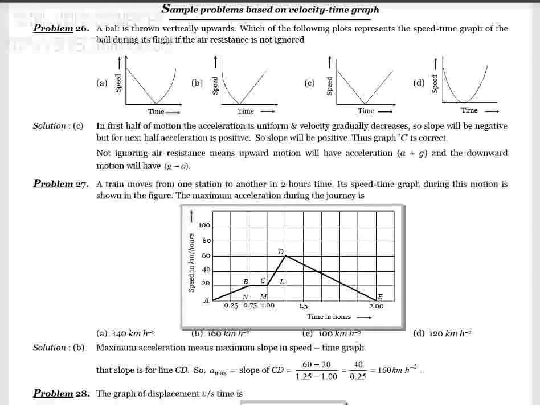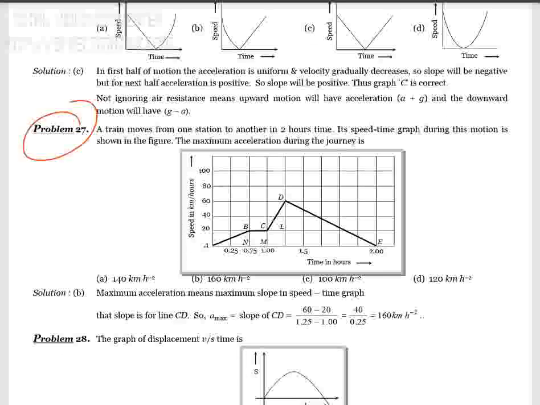Let us see question number 27. A train moves from one station to another station in 2 hours of time, and its speed time graph during the motion is shown in the figure. The maximum acceleration during the journey is how much? To get the maximum acceleration, always you must take increasing graph first. We have increasing graph, this one and this one.